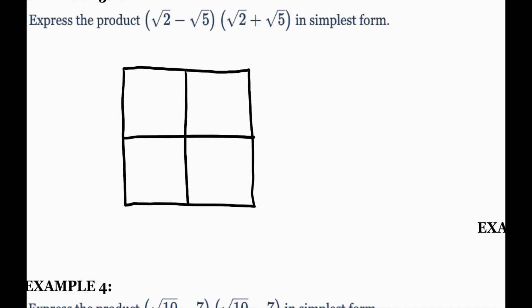Okay. So I have the square root of 2 minus the square root of 5 on one side. And on the other side, I have the square root of 2 plus the square root of 5. Okay. Now the multiplication box means you need to multiply to fill the inside.